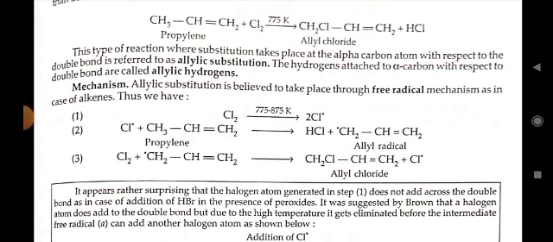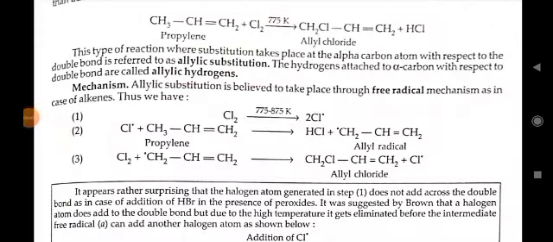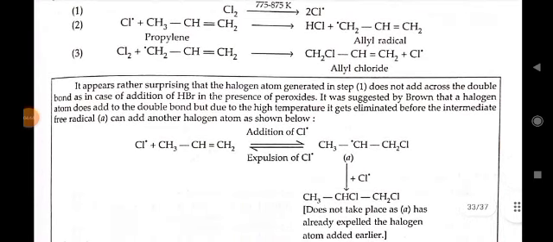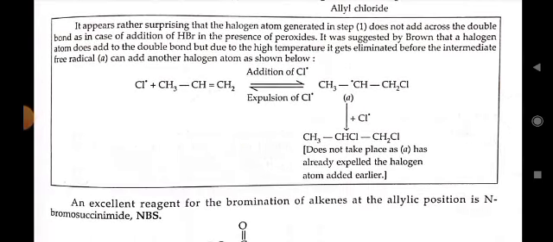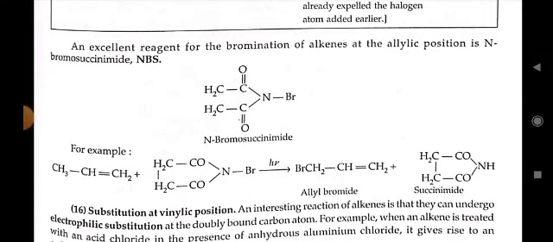The hydrogens attached to the alpha carbon with respect to the double bond are called allylic hydrogens. Mechanism: allylic substitution is believed to take place through a free radical mechanism, as in the case of alkanes. It appears rather surprising that the halogen atom generated in step 1 does not add across the double bond, as in the case of addition of HBr in the presence of peroxide. It was suggested by Brown that a halogen atom does add to the double bond, but due to the high temperature it gets eliminated before the intermediate free radical A can add another halogen. An excellent reagent for the bromination of alkenes at the allylic position is N-bromosuccinimide.